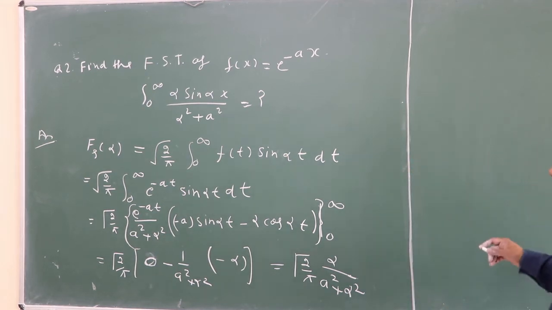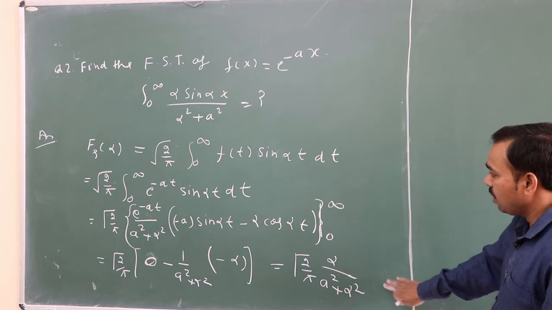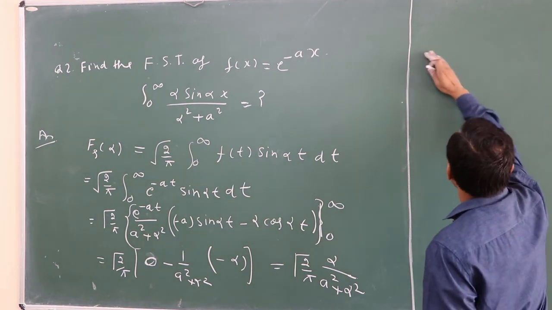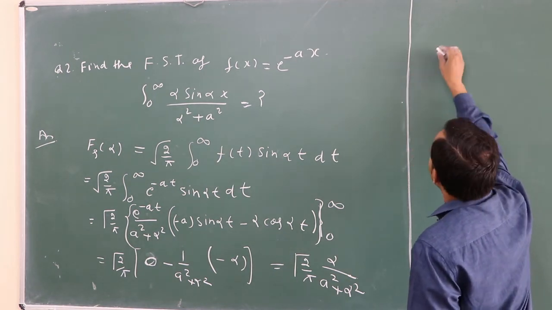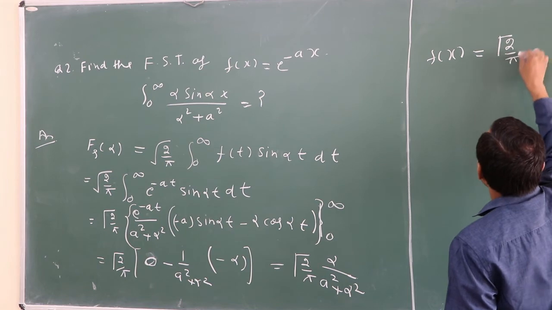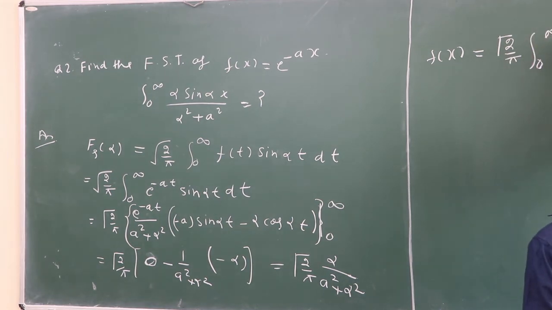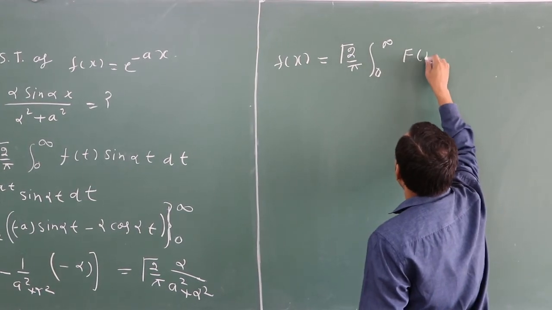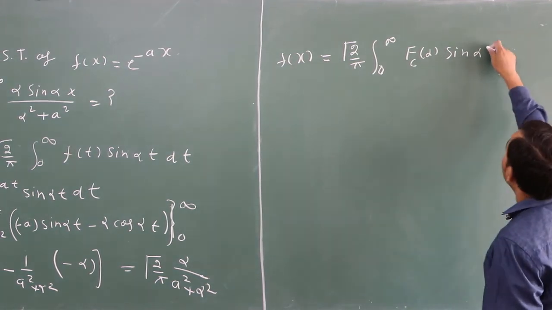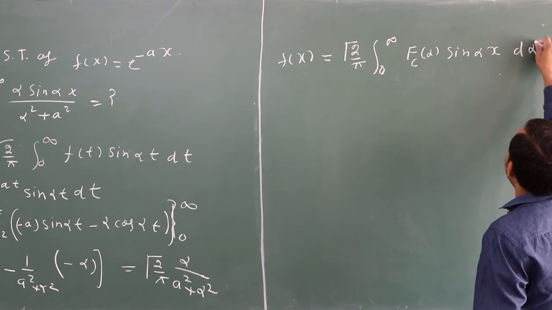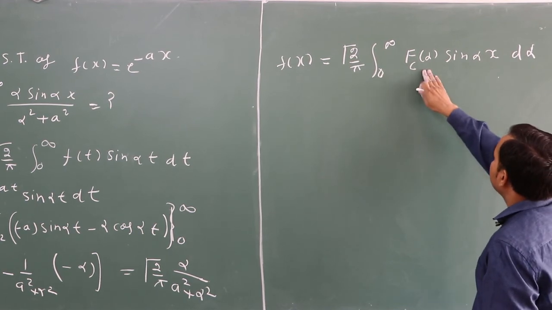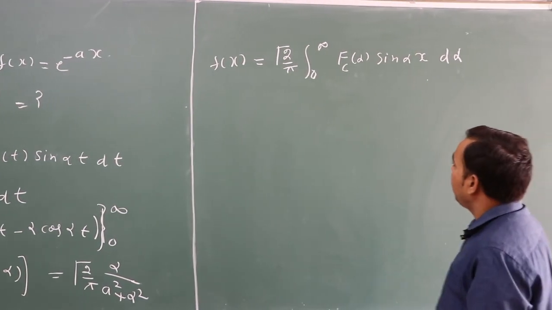So this transform can be written as, we know the inverse Fourier transform, that is f(x) equal to under root 2 upon pi integral 0 to infinity F_c(alpha) sine alpha x d alpha.